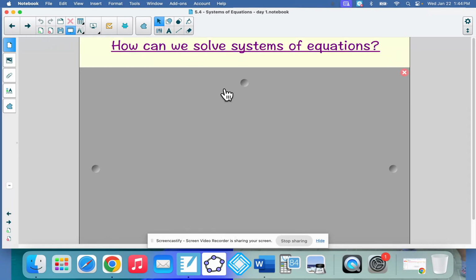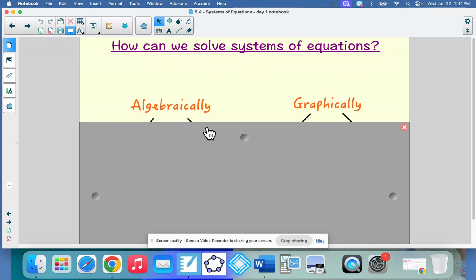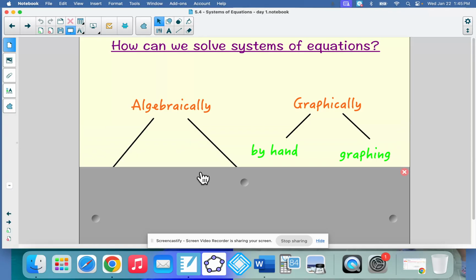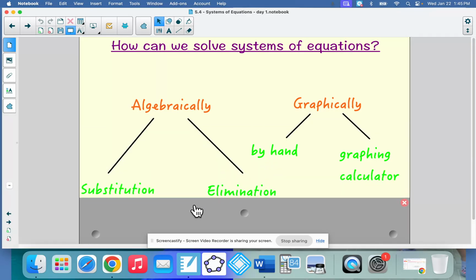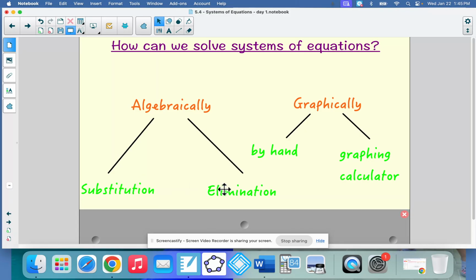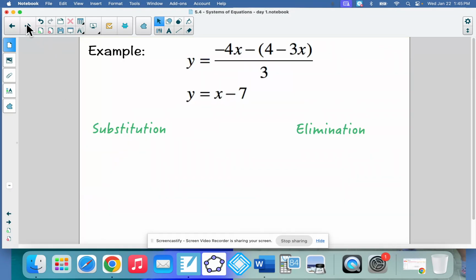All right, so systems of equations. How can we solve a system of equations? If you guys remember, you can do it algebraically and graphically. Graphically, you can do it by hand, not the best though, or with a graphing calculator. And then there's substitution and elimination when we do these things algebraically, and we'll focus on those today.